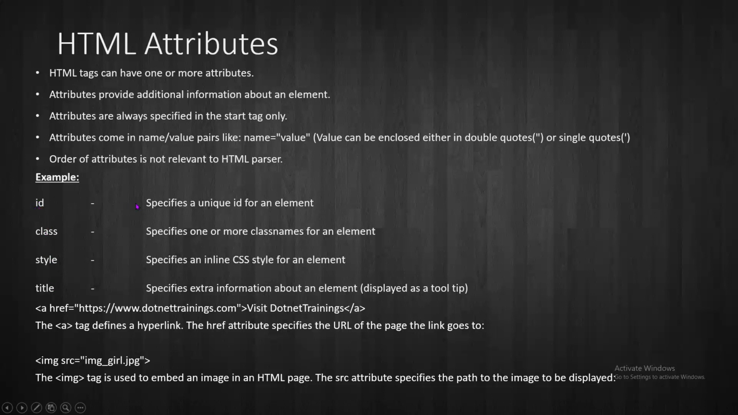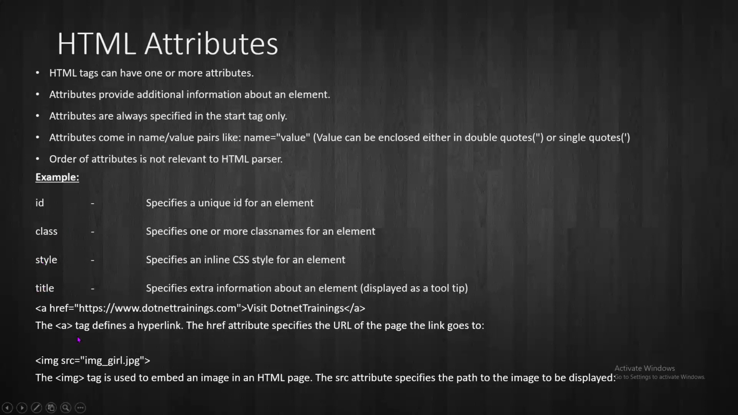First, ID. ID specifies a unique ID for our element. I mean, if you are putting two paragraphs, what is the identification of the first paragraph? What is the identification of the second paragraph? You can use that identification by using this ID attribute. Class: if you want to give some class name to that HTML element, then the class attribute is used. Then style: if you want to write some inline CSS style, then the style attribute is used. Then title: if you want to give some title, in the sense of some tooltip text, to that HTML element, then title is used.